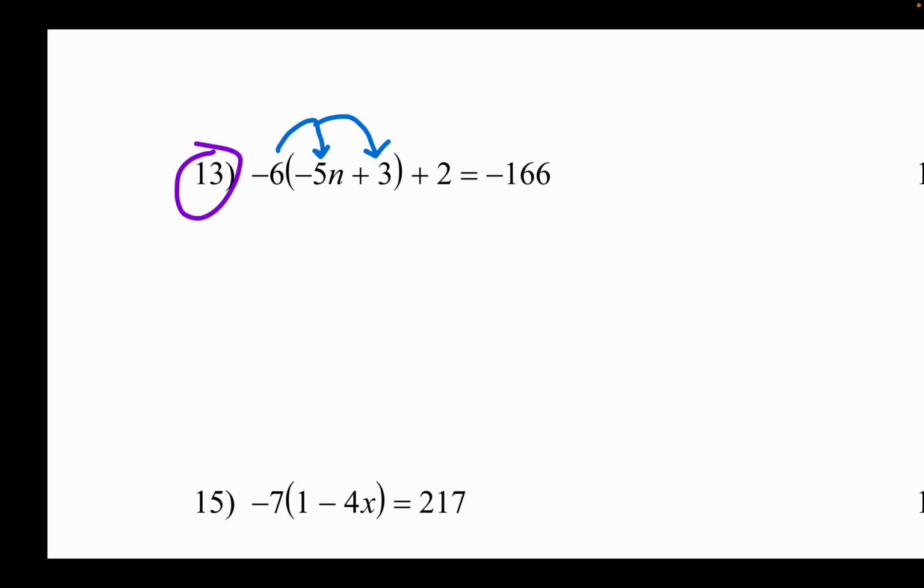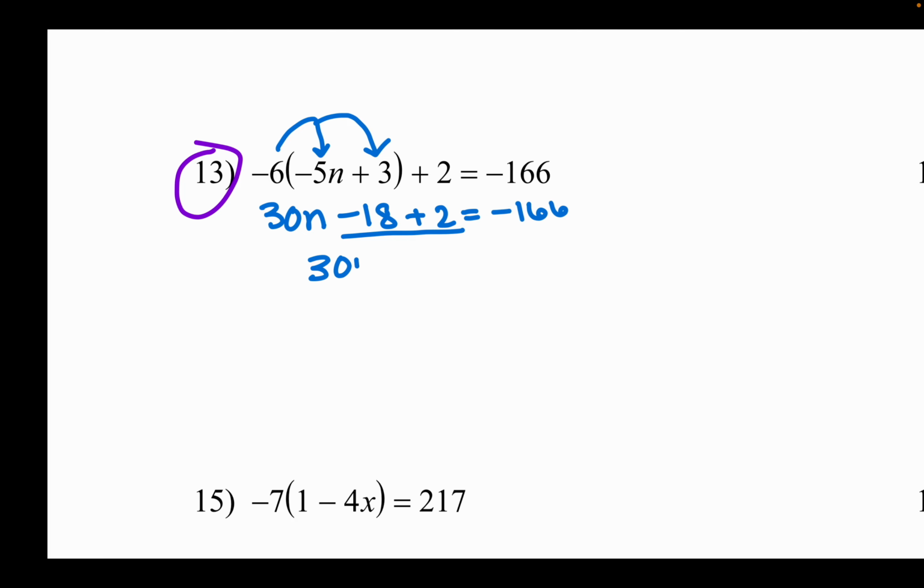So -6 times -5 gives us positive 30n, and then -6 times 3 gives us -18. And then bring down your +2 and put that equal to -166. The next thing you're going to do is combine your like terms. So when you have -18 plus 2, that's going to turn into a -16.